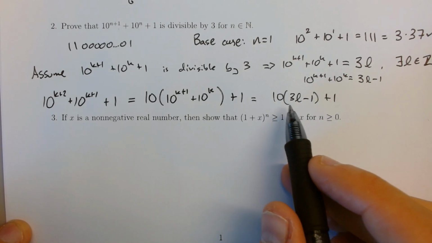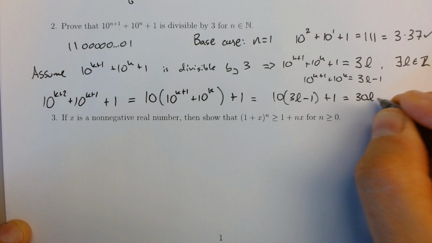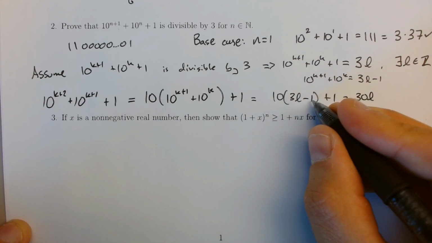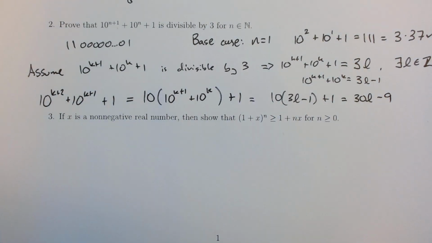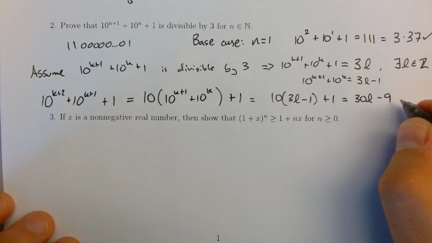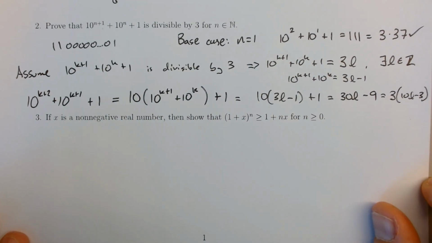Well, let's do some more work here. I can multiply the 10 through. So this is 30L minus 10 plus 1, so minus 9. And now we can see that this is divisible by 3 because I can factor out a 3. So this is 3 times 10L minus 3, whatever that happens to be.